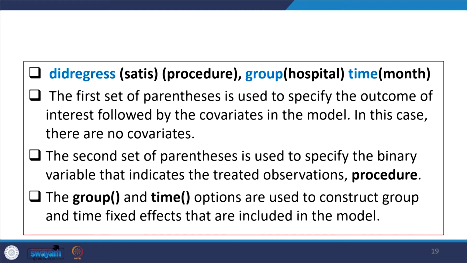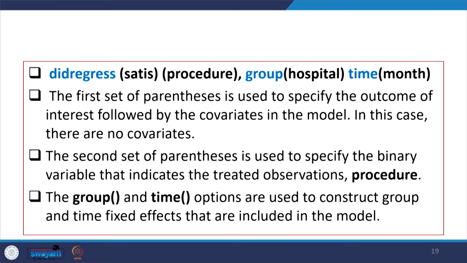Here, in the command DID regress, the first one is your satisfaction variable, the outcome variable. Then procedure is the treatment variable. Then it refers to other factors like group, as the hospitals in group format, and the time component, if any, has to be specified. The first set of parentheses is used to specify the outcome of interest followed by the covariates in the model. So, they are basically other covariates. In this case there are no specific covariates.